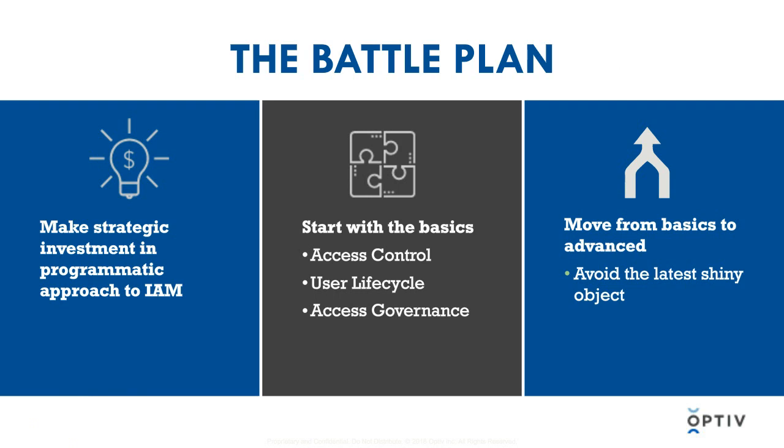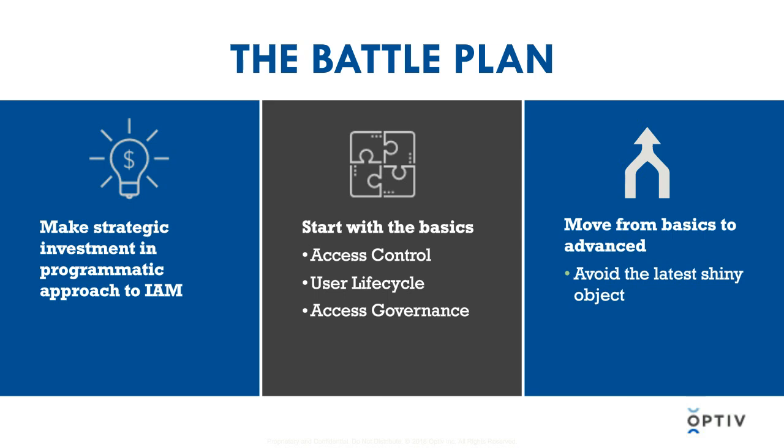How we move forward from there is we start at a programmatic level, making sure that we define what our identity program is, how they interact with all of the other parts of our organization, and really making sure that identity has a seat at the table as we roll out new business initiatives, as we investigate current business initiatives, and as we secure current business initiatives. We start with the basics: access control, user lifecycle, and access governance.